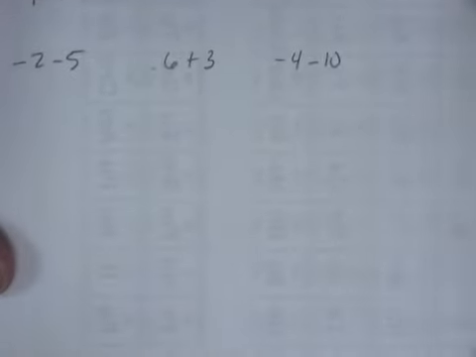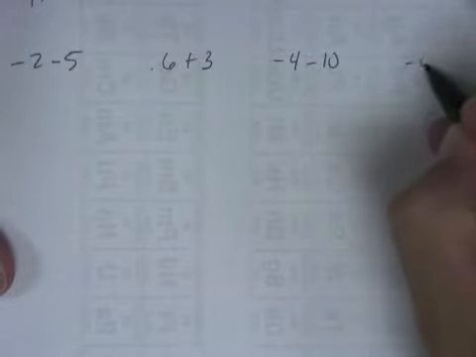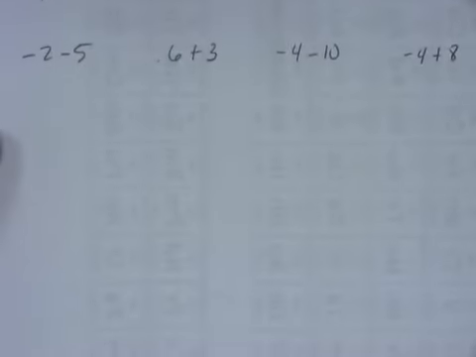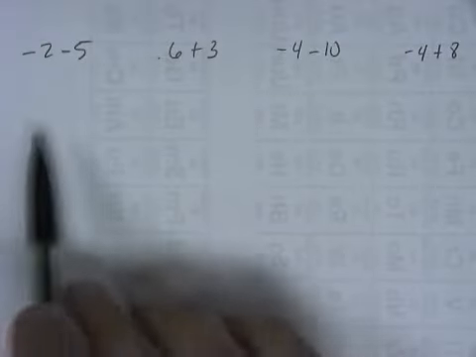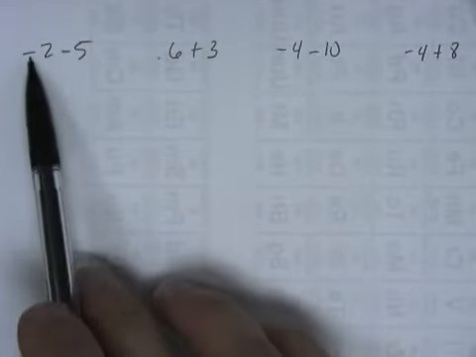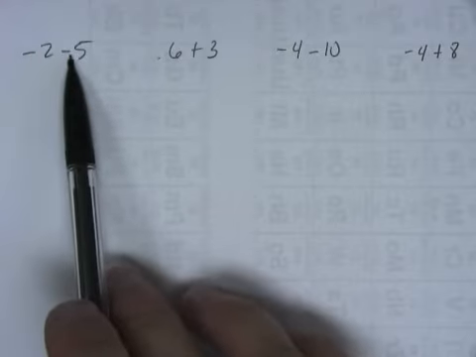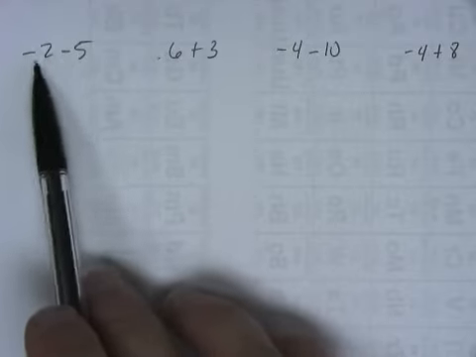But tonight, you will not be given something that looks like this: negative 4 plus 8. What makes that last one different than the first two? What makes this guy different than all those? Well, look at what we got here. What's the sign of the 2? It's negative. What's the sign of the 5? It's negative. Notice both of them are negative.